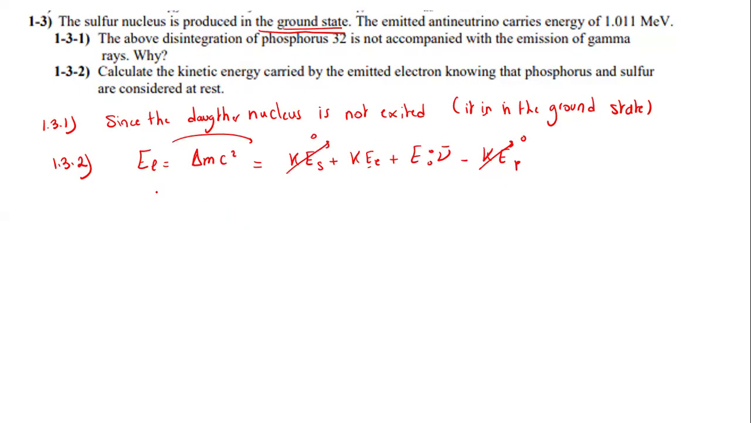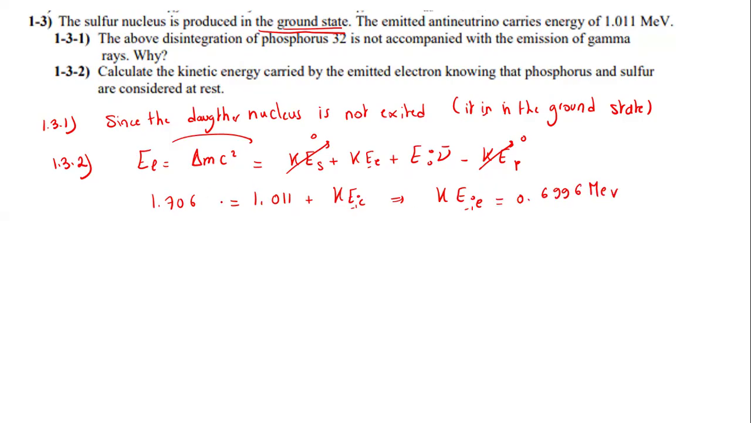But we have E liberated, which equals 1.706 mega electron volts. We have the energy of the antineutrino, which is 1.011 mega electron volt. Plus, the question is to find the kinetic energy of the electron. So this implies the kinetic energy of the emitted electron, which is the beta minus, equals 0.6996 mega electron volt.